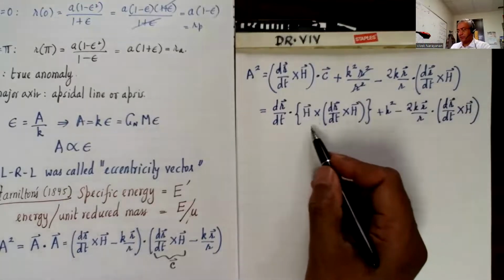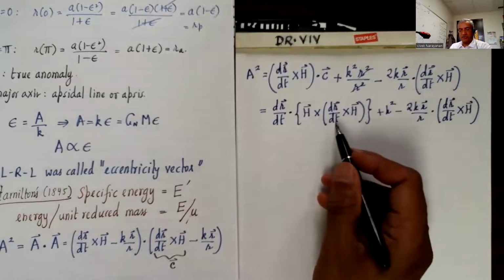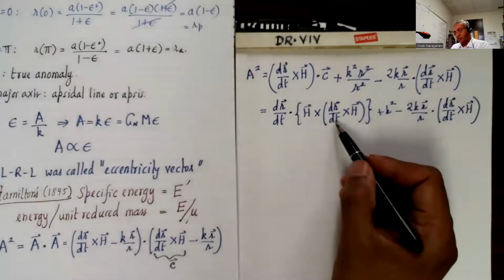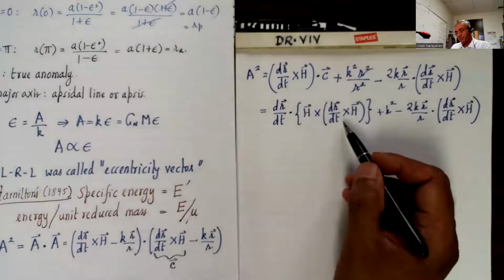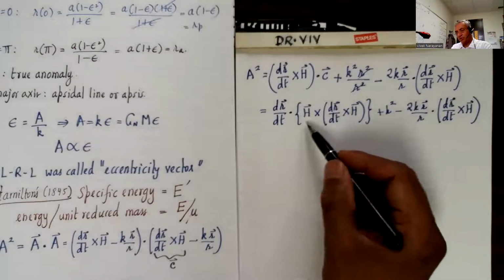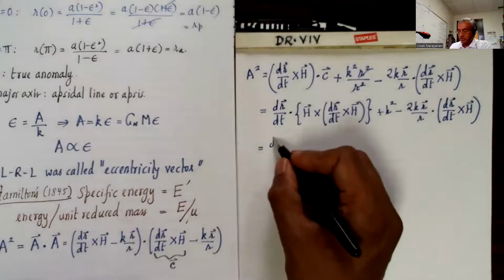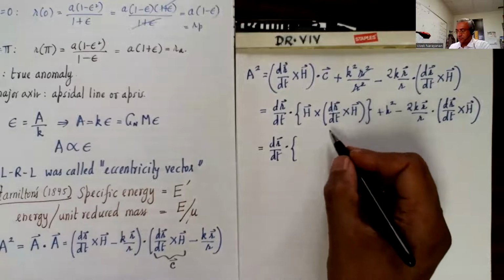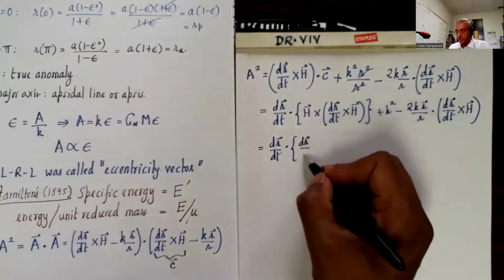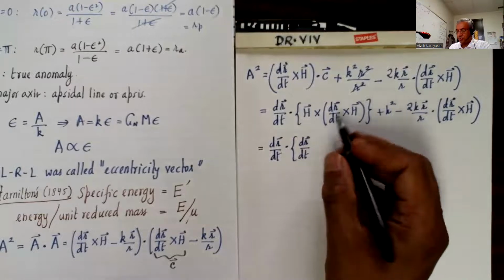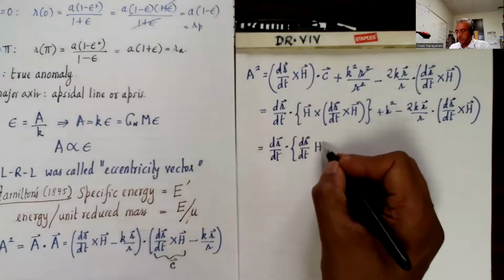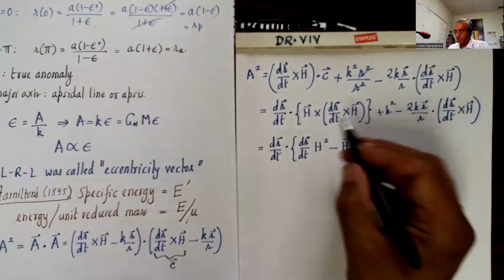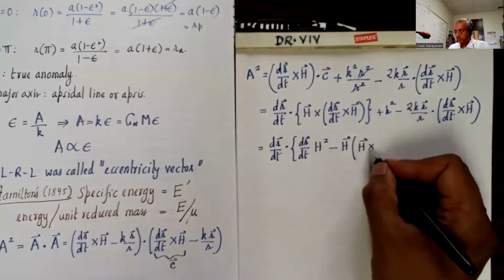Let's worry about this. That's your triple cross product. So we're going to use the same rule that we had, which is middle times the dot product of the outer minus third times the dot product of these two. So let's try that. dr by dt dot middle, which is dr by dt, multiplied by the dot product of h and h, which is just h squared, minus the other one times the dot product of these two things, just h cross dr by dt.